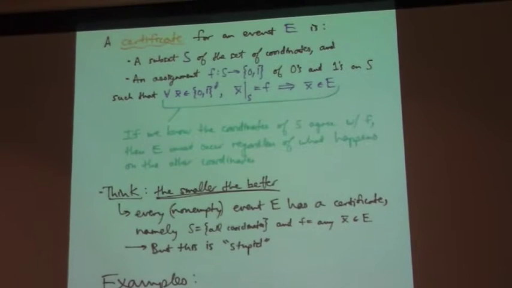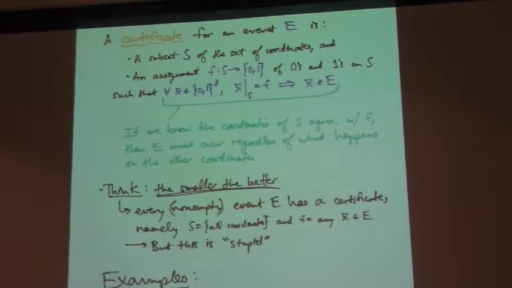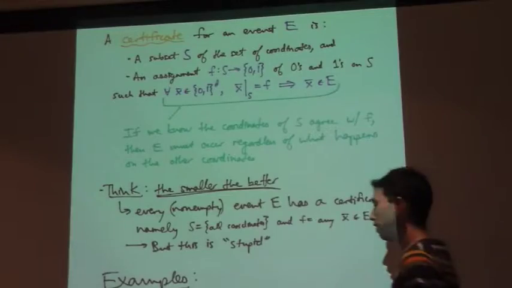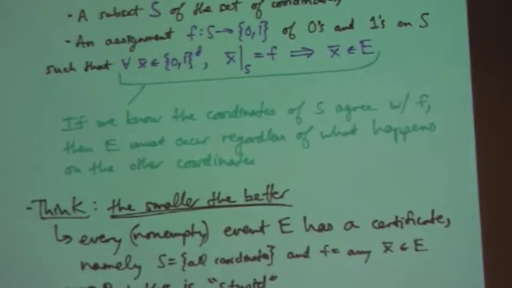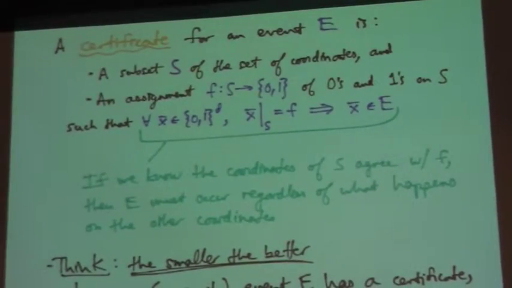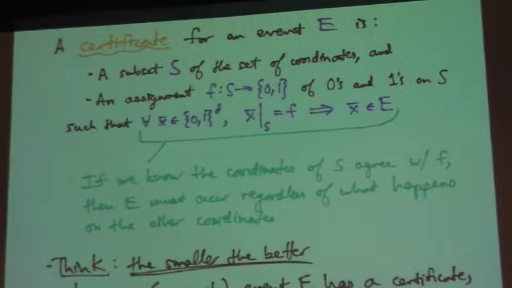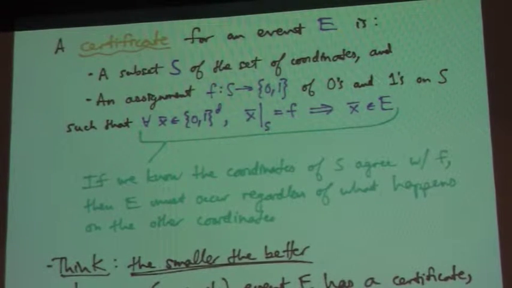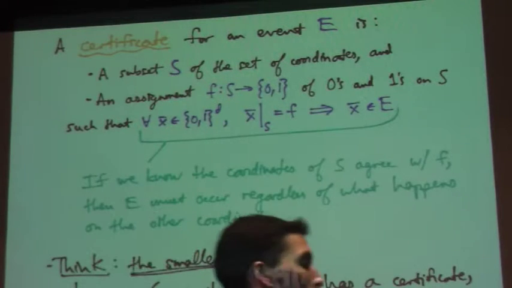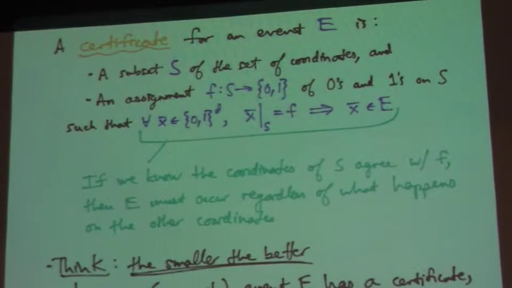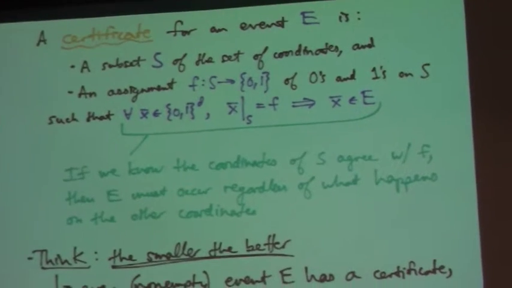Okay, so what is a certificate for an event? You want to convince me that an event in this space happened, but you're lazy, and so you don't want to show me the entire outcome, all the coin flips. You want to show me only the outcomes of a small number of the coin flips. So a certificate is basically a way to prove that the event occurred by showing me only a small number of the coin flip outcomes.